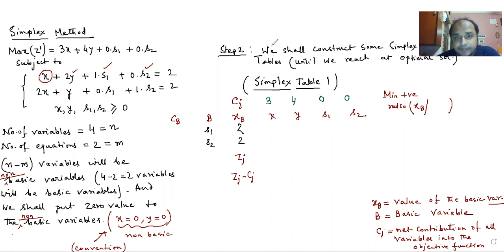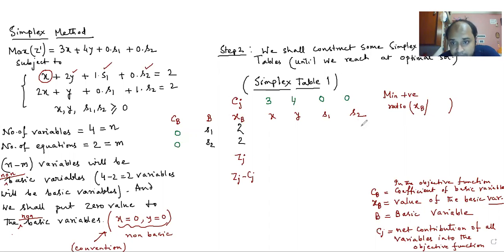What is CB? CB is the coefficient of basic variables in the objective function. So once I identify the basic variables here, S1 and S2, we can immediately see that their coefficients are 0 and 0. So we are putting these coefficients over here, 0 and 0.